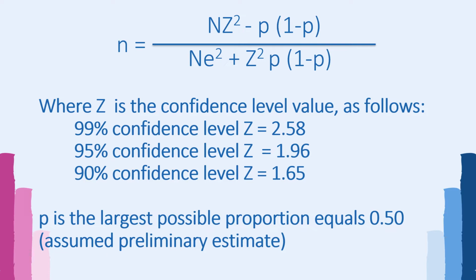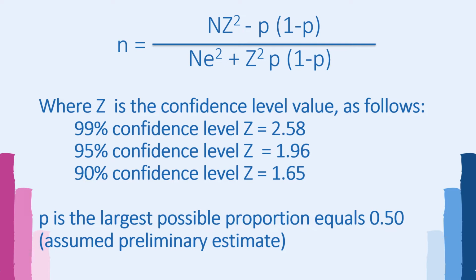And then p is the largest proportion. It's the largest possible proportion, which is equal to 0.50. For example, if I'm conducting research and I'm not sure what proportion of the population my study respondents would be, I would set p and q at 0.5. But if I'm sure that my study population will be around 20% of the population, I would write p as 0.2. Arbitrarily, if we are not sure what proportion that is, we write it as 0.5. Take note of that. We write it as 0.5.